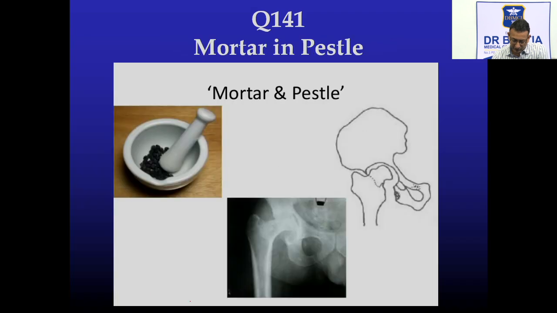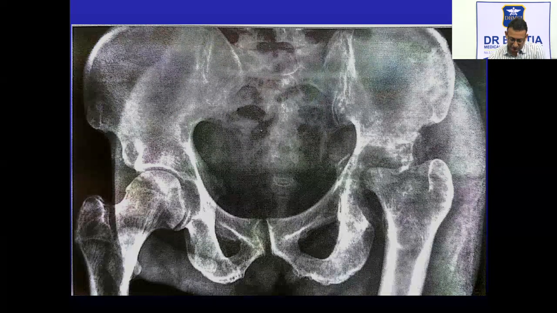And if you see radiologically, the head has been destroyed, the acetabulum has become bigger, and it appears as if we have a mortar and pestle used for grinding things. Okay, so the mortar and pestle appearance is seen in stage 4 of tuberculosis. This is again an X-ray picture showing nicely the acetabulum.